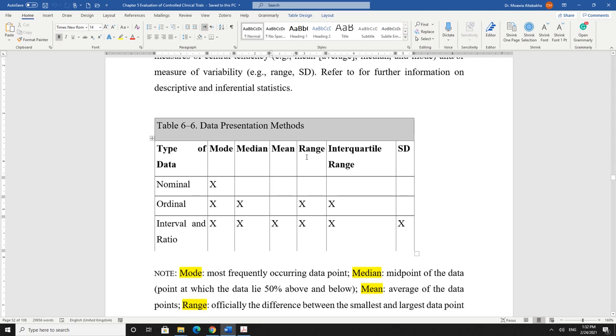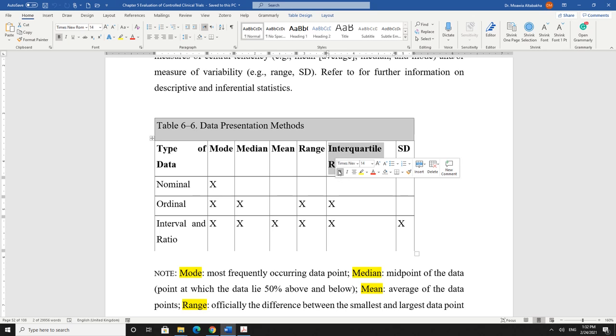Range is between the minimum data point and the maximum data point. For example, I can say that in your quiz, the minimum was 3 out of 10, and the maximum was 10. So the range is from 3 to 10.